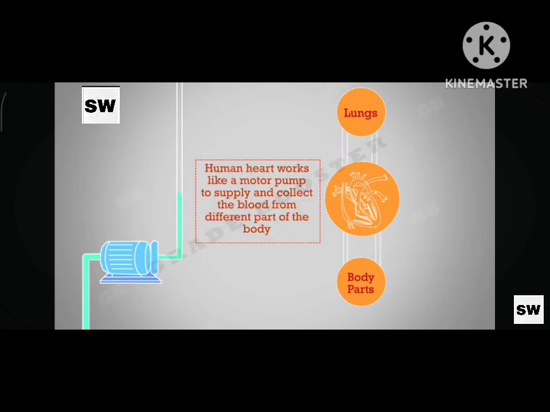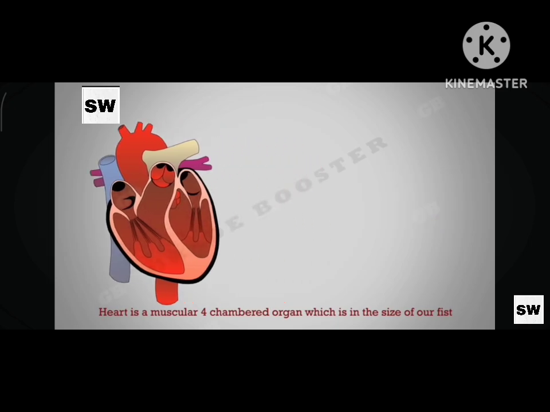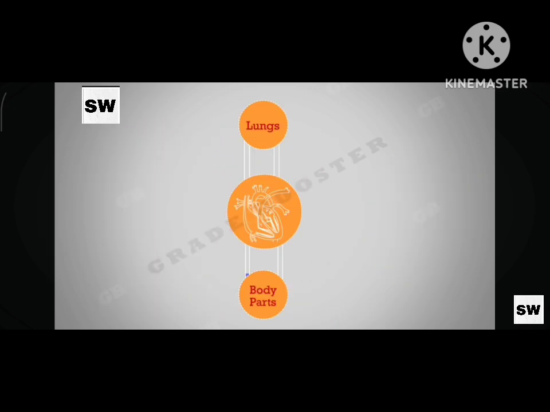Just as an electric pump pushes water in the pipes, in a similar way the heart pumps blood in the blood vessels to different parts of our body. The heart is a muscular, four-chambered organ which is the size of our fist. It has to do two different jobs.